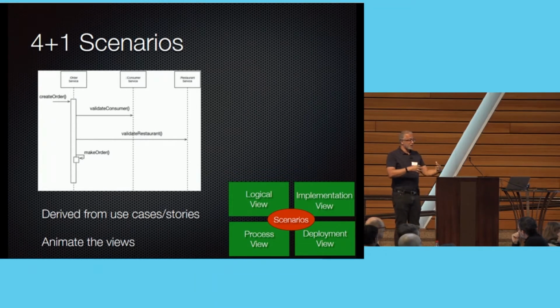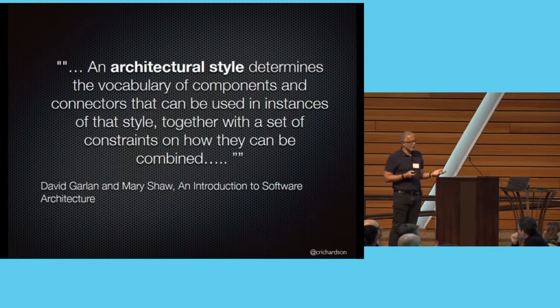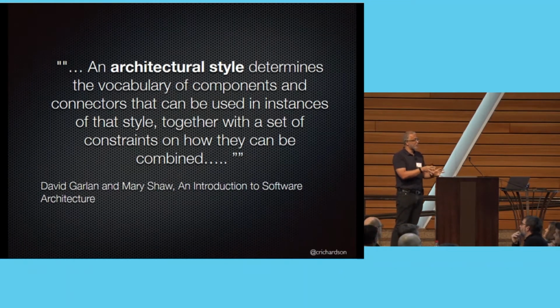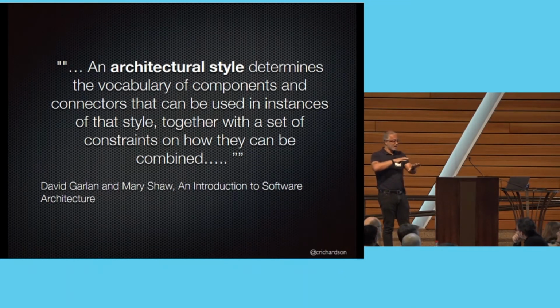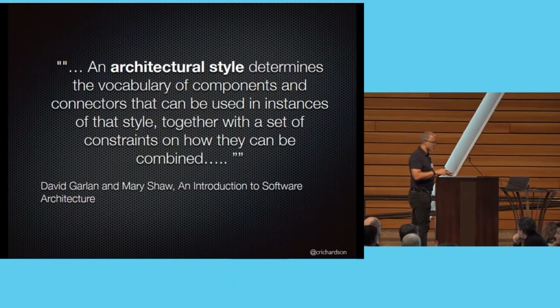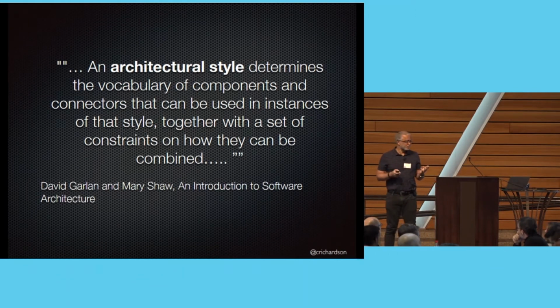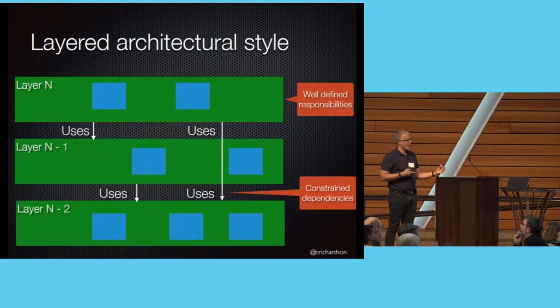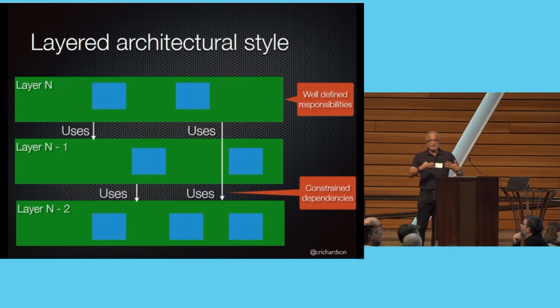So we've got this notion of architecture, we've got this notion of views to describe it, and then there's the concept of an architectural style. That really is a set of constraints on the palette of components that you have to build your architecture, and how they can be structured. The classic example of an architectural style is a layered architecture, where you have a set of components or elements of some kind, organized into layers, where each layer has a well-defined set of responsibilities, plus constraints on the dependencies between those layers.